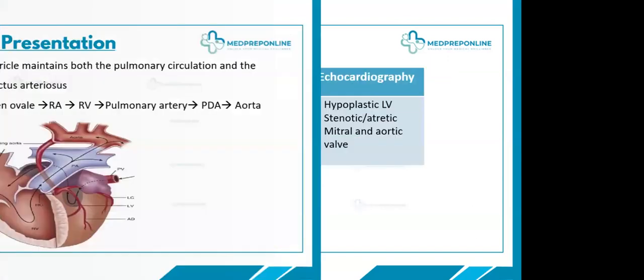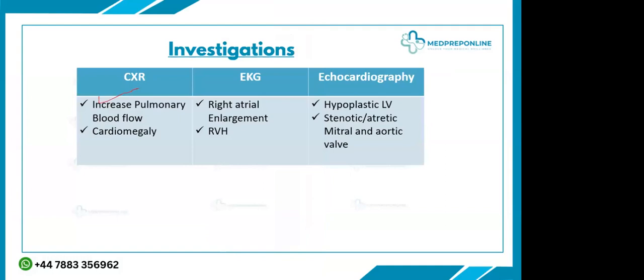And what you are going to see is obviously increased pulmonary blood flow, as blood is pulled back from the LV to the left atrium, and some goes back through the pulmonary veins into the lungs, and some goes through the foramen ovale or the ASD into the right atrium.